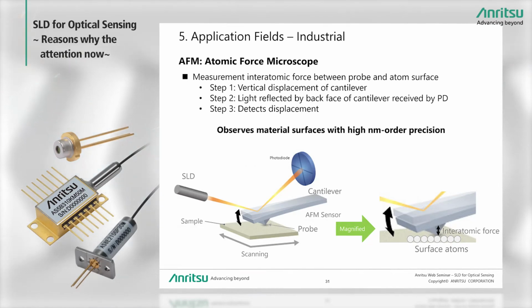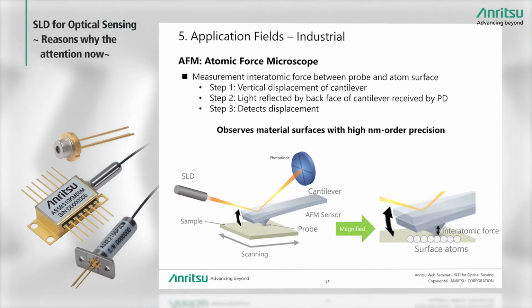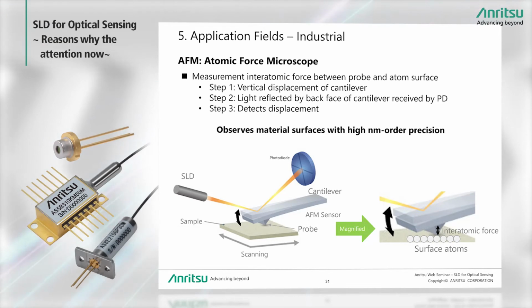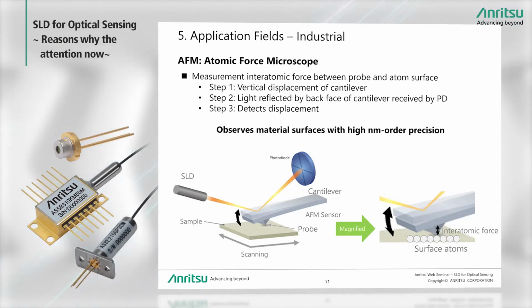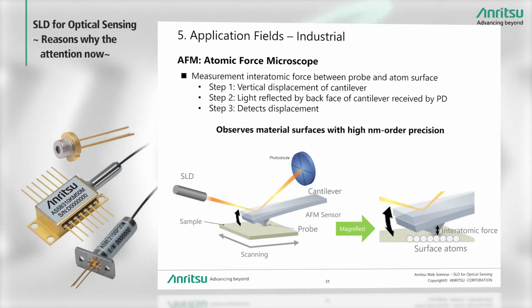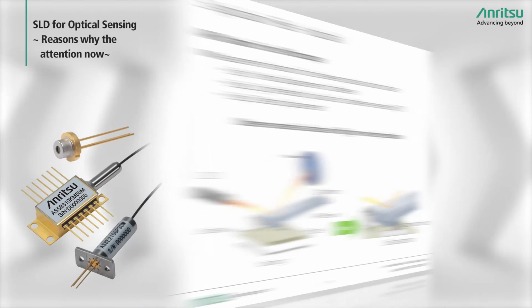Illuminating the back face of the cantilever with light from an SLD and detecting the reflected light detects displacement using a quad split PD and optical displacement detector to observe the surface of the material with extremely high nanometer order precision. The next slide explains the advantage of using an SLD.